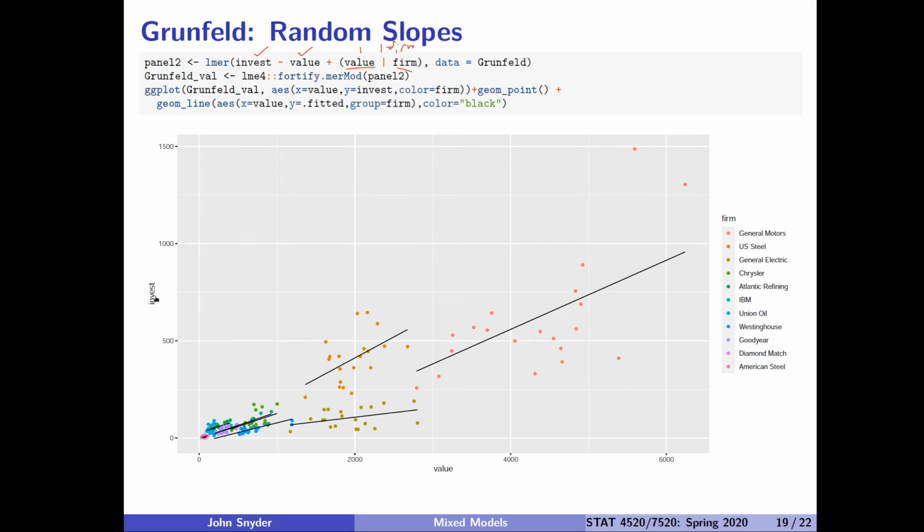So anytime you think you may have a data set where you've got a group and you have a covariate as well, and you think that the relationship between the covariate and the response may be different depending on which of those groupings you're considering, this is how you do it with a random slope.